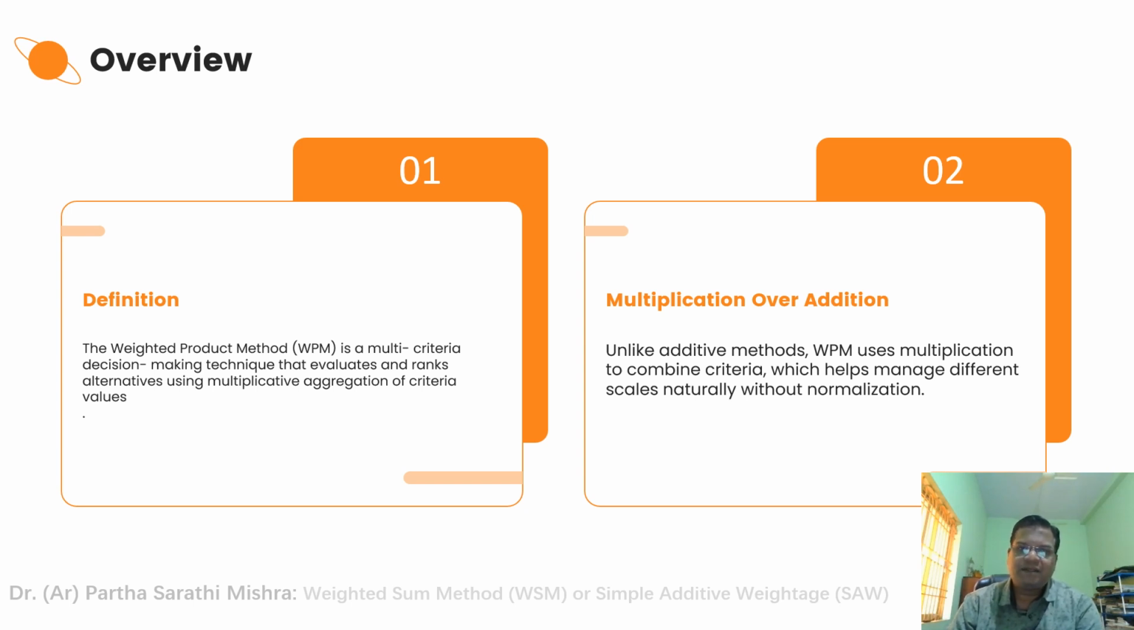Unlike additive methods like the weighted sum method, WPM uses multiplication to combine criteria values. This key difference helps manage different measurement scales naturally without requiring normalization, and sometimes we also do the normalization process, making it particularly useful for certain types of decision-making processes.